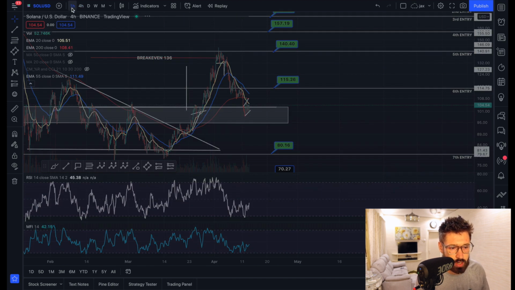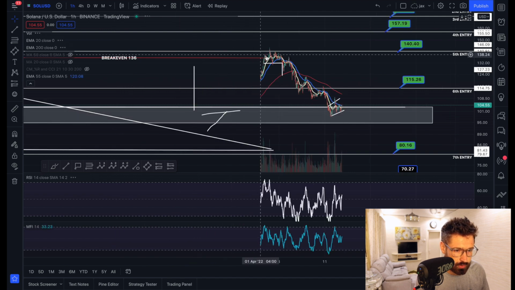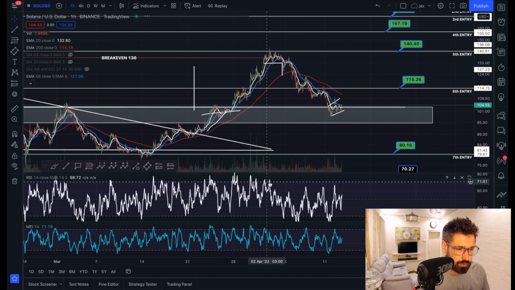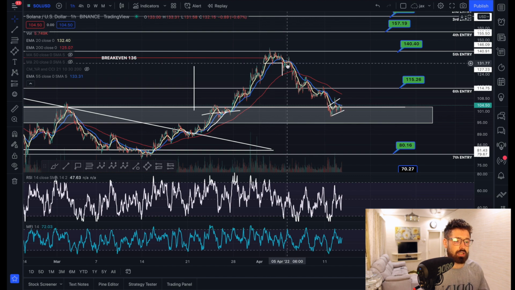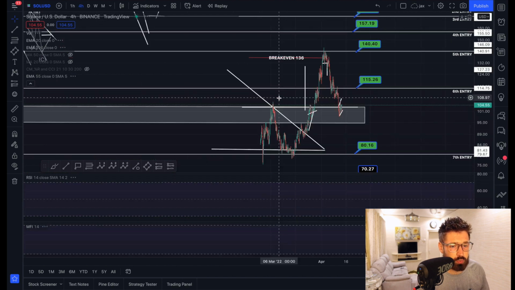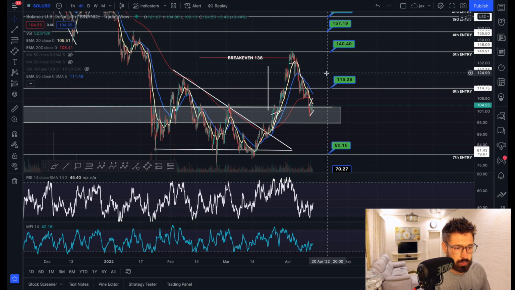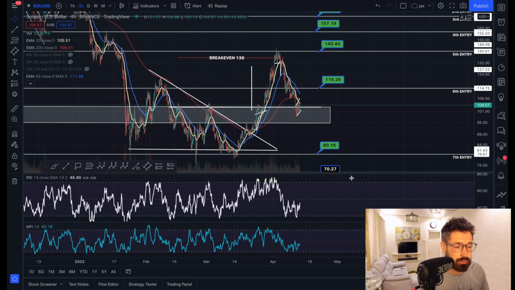And let me quickly check the hourly. We probably had a bearish divergence on the hourly time frame. Yeah, you can see here we're creating higher highs, lower highs on the RSI. And that's exactly what happened. We saw a drop. We just flirted with our break even here with our dollar cost average strategy.